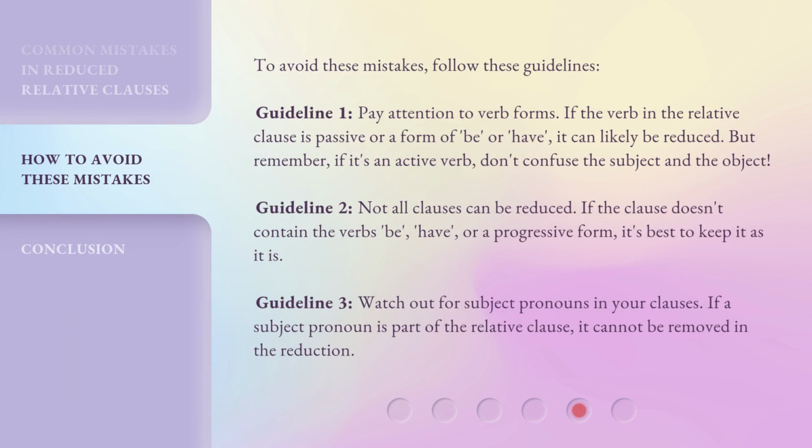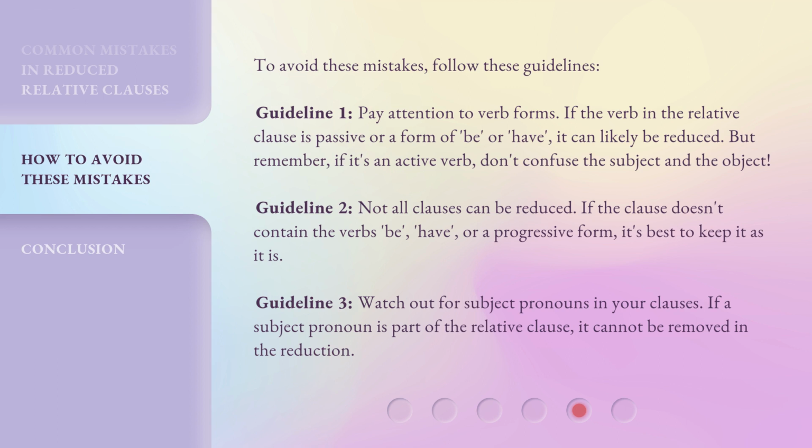To avoid these mistakes, follow these guidelines. Guideline 1. Pay attention to verb forms. If the verb in the relative clause is passive or a form of be or have, it can likely be reduced. But remember, if it's an active verb, don't confuse the subject and the object.